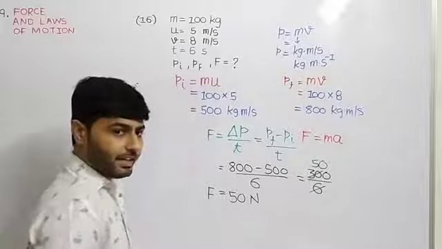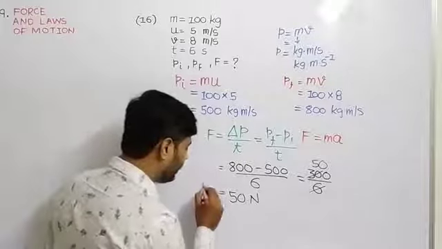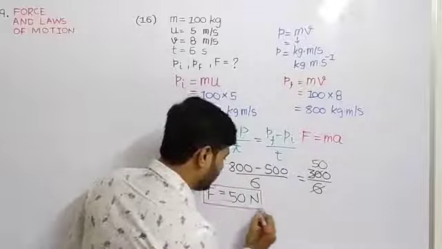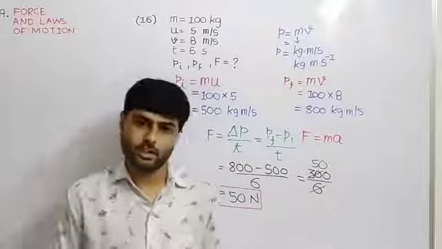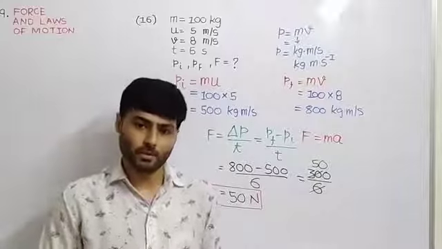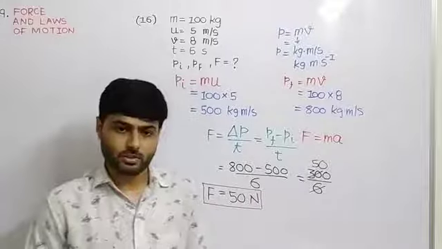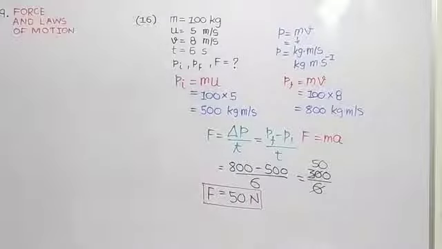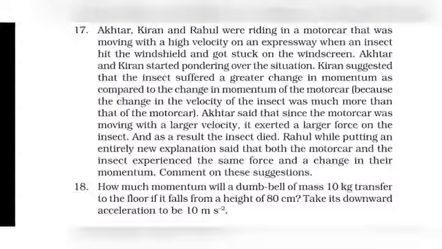Don't forget to write unit in each and every quantity. So we have answer here as 50 Newton. Please write it in your fair book. It is numerical number 16. After question number 16, we have question number 17. Let's read data from textbook.